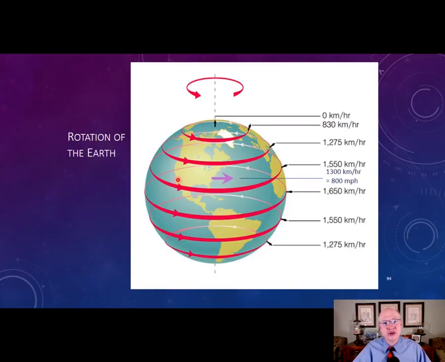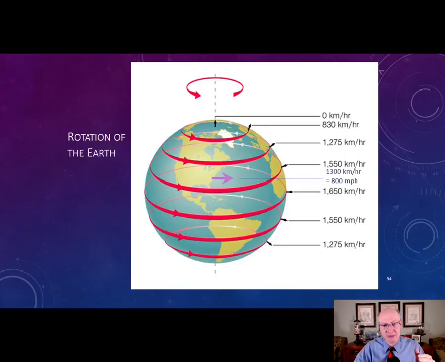If you launch towards the west, you have to overcome that 800 miles an hour. So the first acceleration that you do of your rocket to get from 0 to 800 miles an hour is just to cancel the rotation of the Earth. And then you still need to gain the 17,100 miles an hour on top of that it takes to get to orbit. So there's a tremendous penalty to be paid for launching to the west.